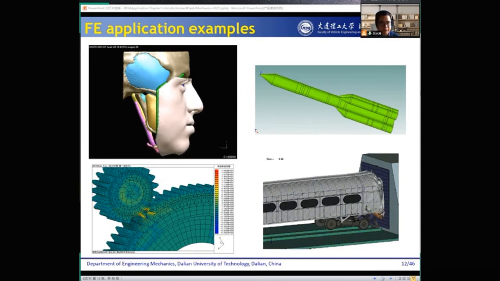Finite element analysis is used in different fields to solve problems. The first is the medical field, where we use FE to predict the outcome of surgery. The second is aerospace, where we simulate the flying of rockets. The third is mechanical engineering, where we simulate the rolling of steel. The fourth is the train industry, where we simulate the crash of the train cargo.